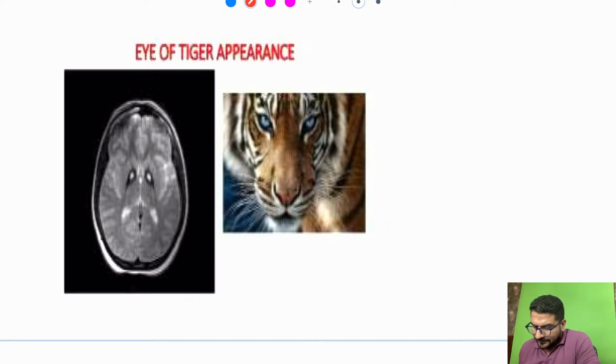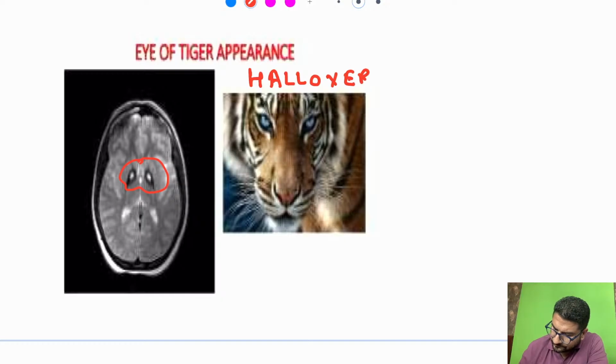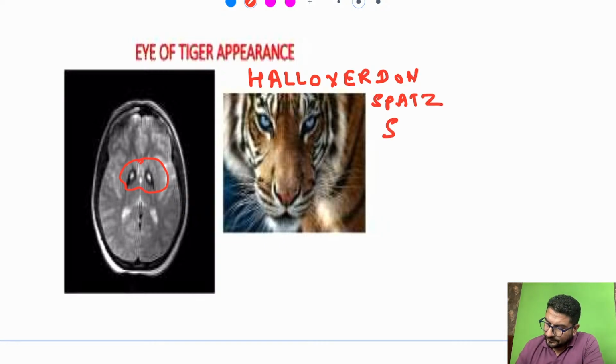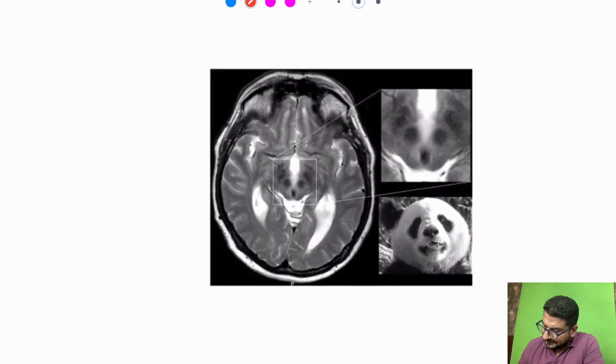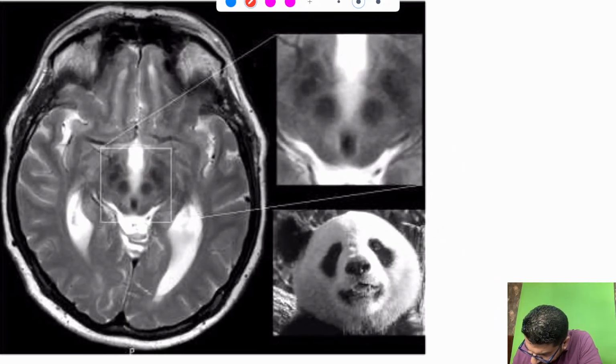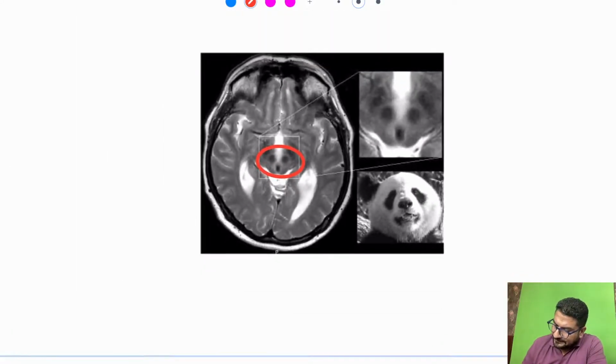And this is what we call the eye of the tiger appearance. Understand, this is something we see in Hallervorden-Spatz syndrome. We call this the eye of the tiger appearance. And if you look carefully, you can see a panda. We call this the panda sign.